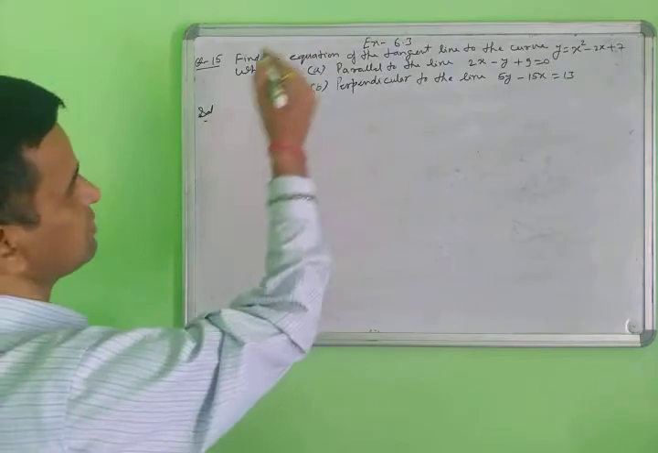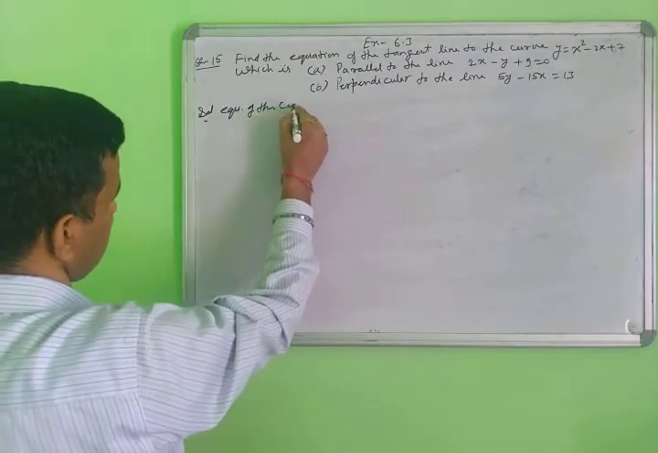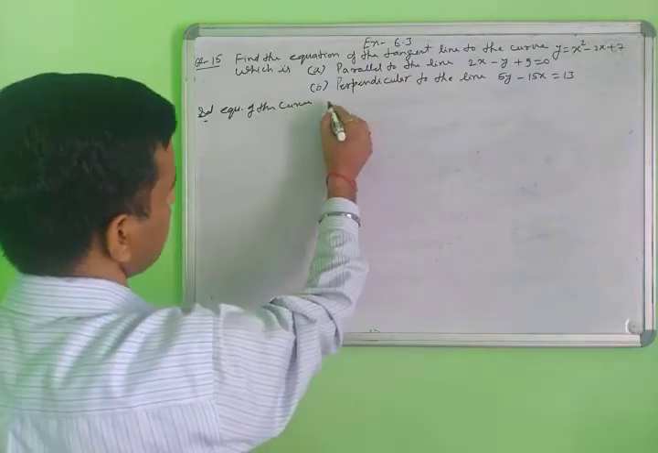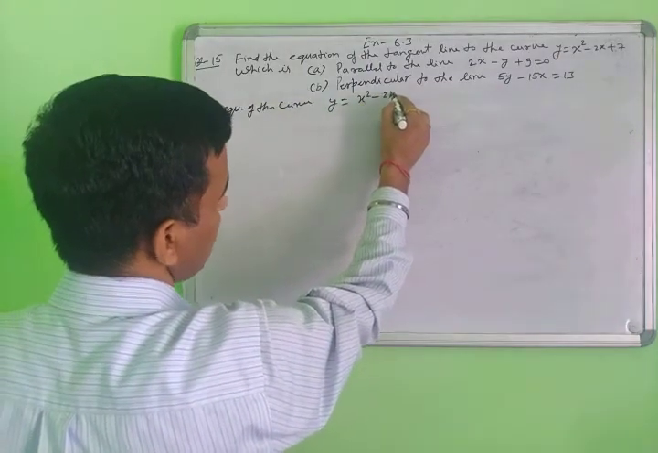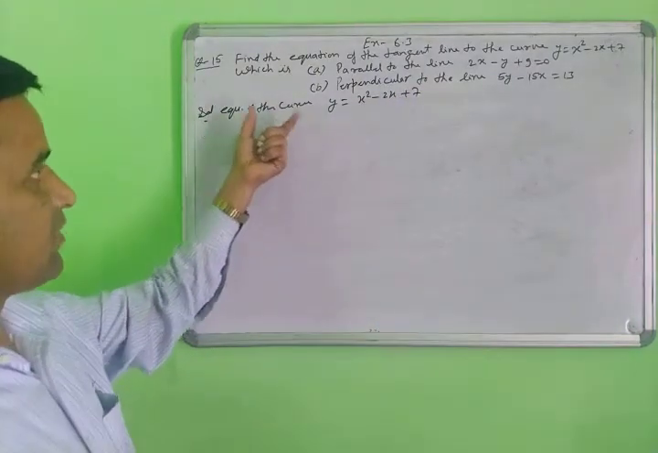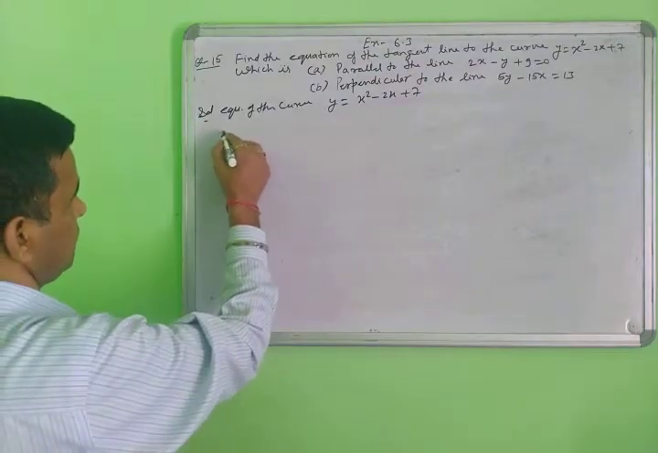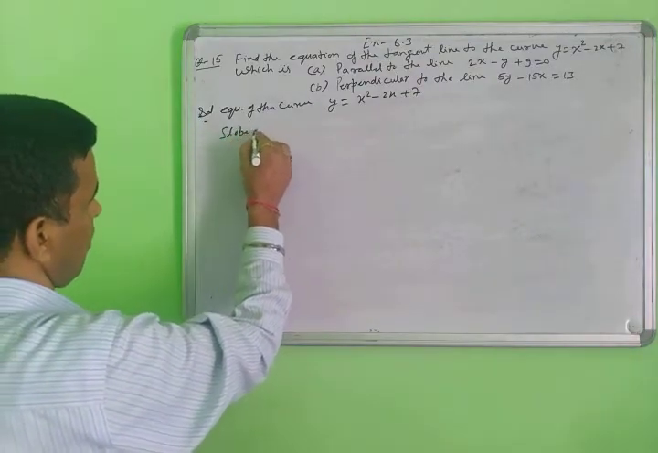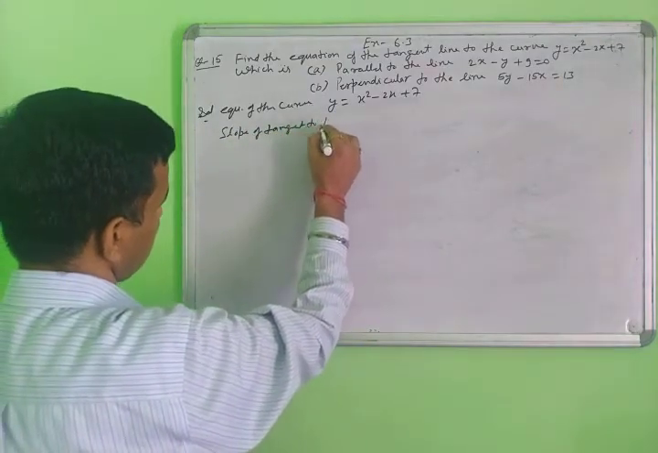First I am taking the equation of the curve. What is the equation of the curve? y equal x square minus 2x plus 7. First of all we are finding the slope of the tangent to the curve.